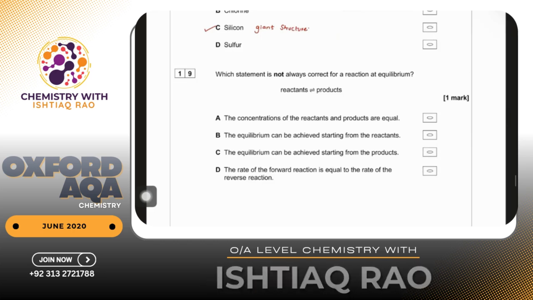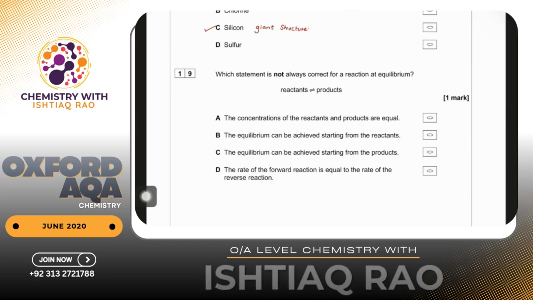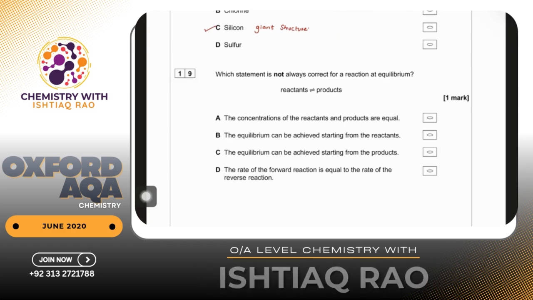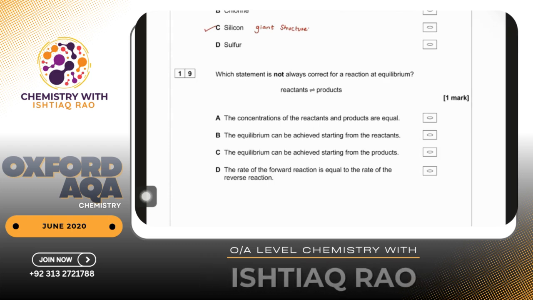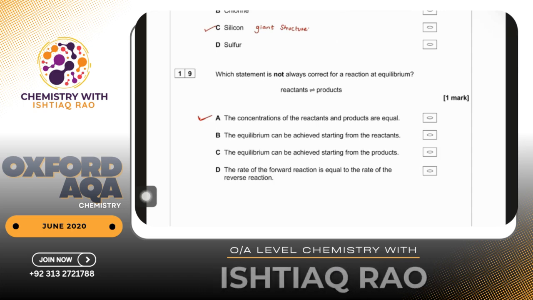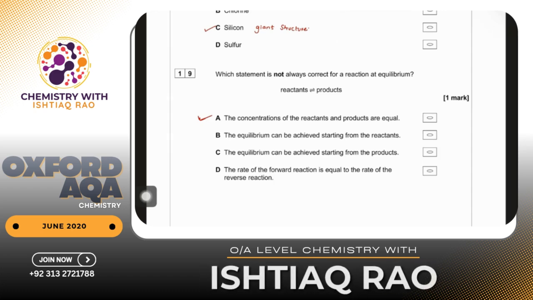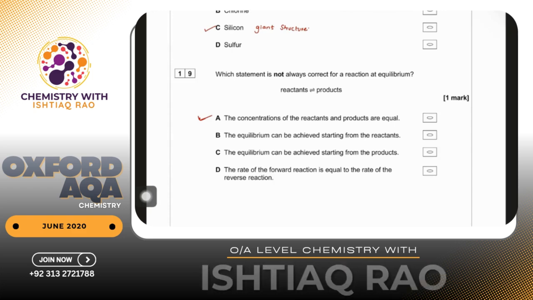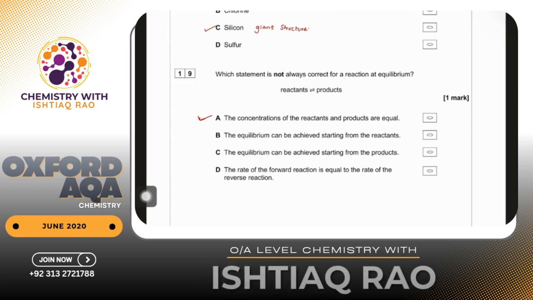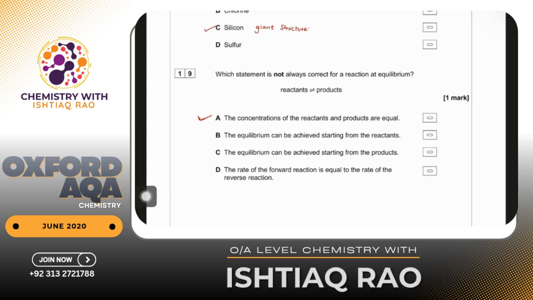Which statement is not always correct for a reaction at equilibrium? The concentrations of the reactants and products are equal. Not always correct. So A is not always correct. For equilibrium, the rate of forward reaction is equal to the rate of backward reaction, so B is correct. It is not always correct that the concentrations are equal. Sometimes they are equal, sometimes they are not.